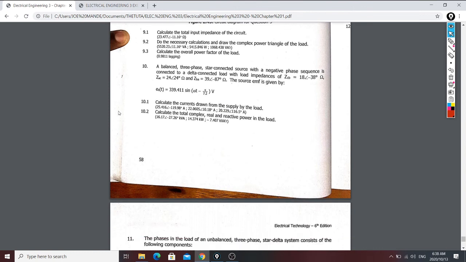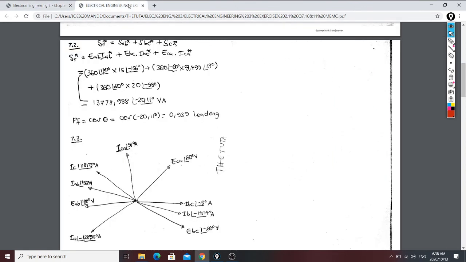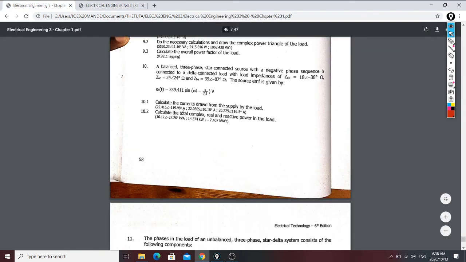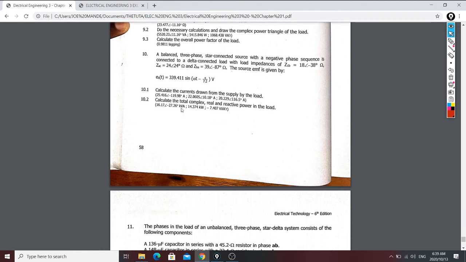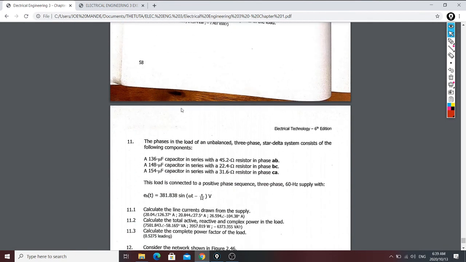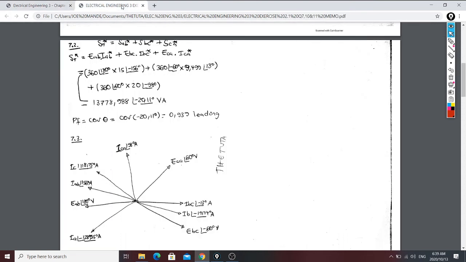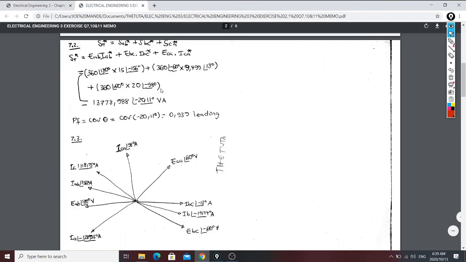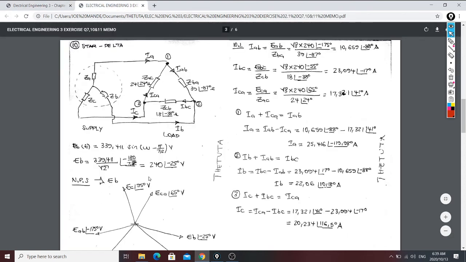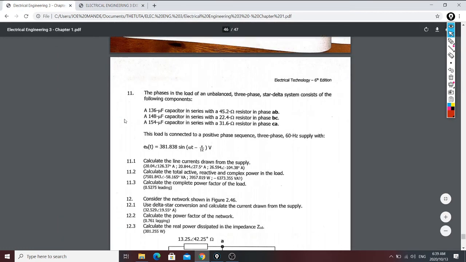Question 10 and 11. No, I think it's question 11. We're gonna have a look on question 11, and as well question 10. Let's look on question 10.